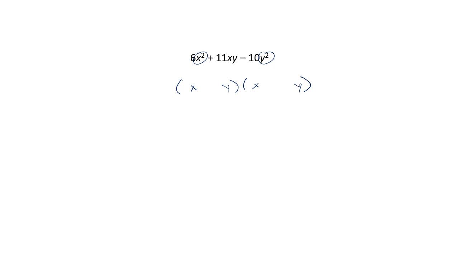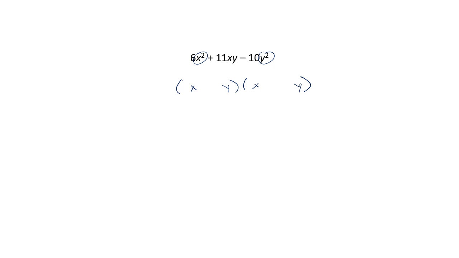And when we do, remember the FOIL method, when we do the first parts, this part here will give me an xy, and this part here will give me an xy. And that's going to give me that middle xy term that I need. So now the question becomes, what do we do for numbers? Well, we can handle the numbers using the methods that we use for factoring quadratic equations.